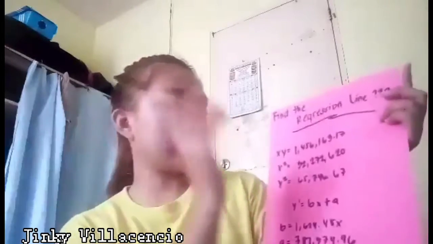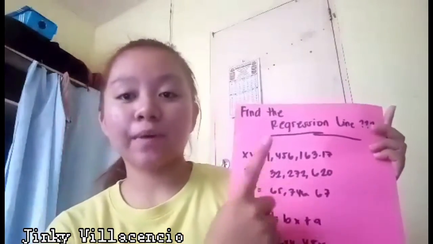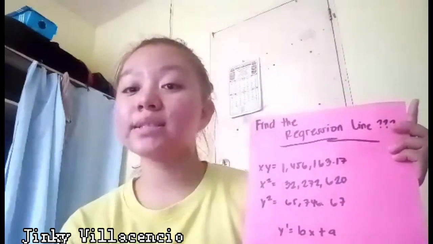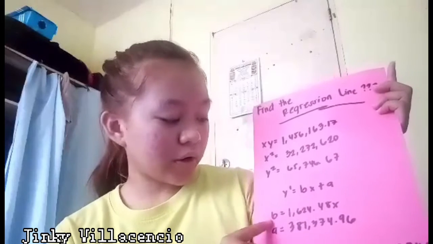The first problem in number 4 is to find the regression line that will predict the population for any given year. So we will be getting the a and b. To be able to get the a and b, we will proceed to the other columns here. So as we add up the whole column of x times y, x squared, and y squared, we will get this answer.